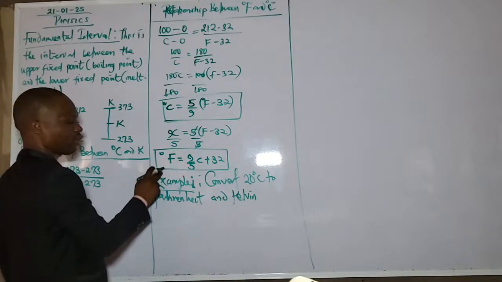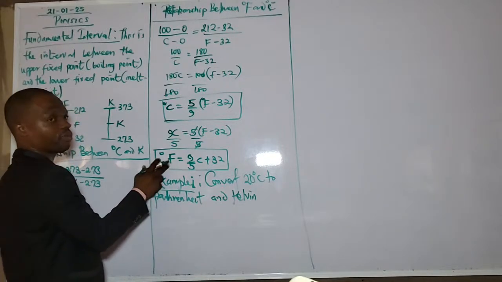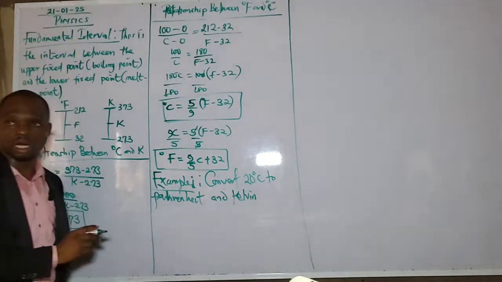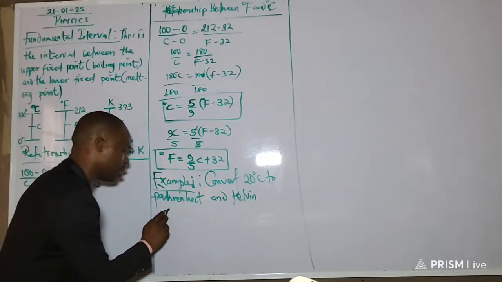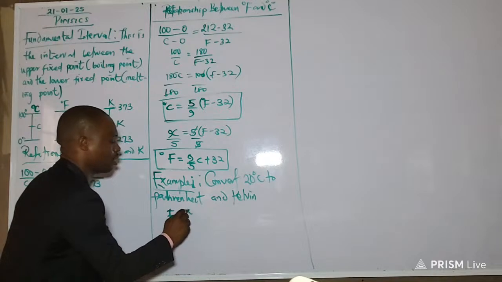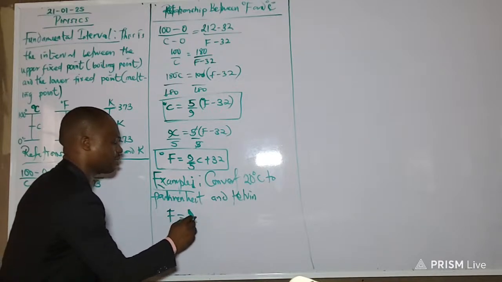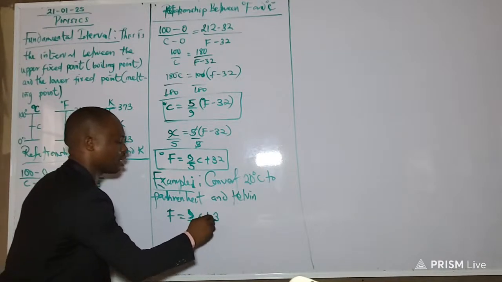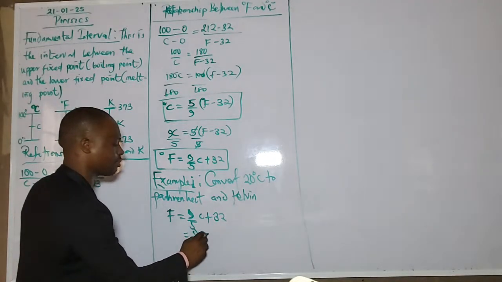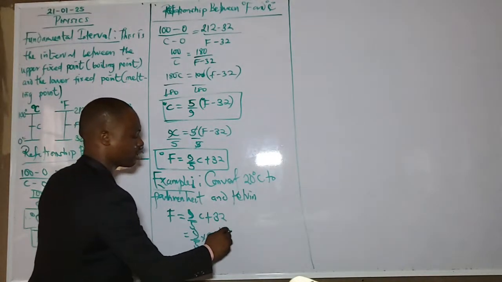Which of the formulas are we going to use? Since we are given Celsius, we put it here. Are you following? So look at this. You have to write your formula: 9 over 5 C plus 32. 9 over 5 times 20 plus 32.